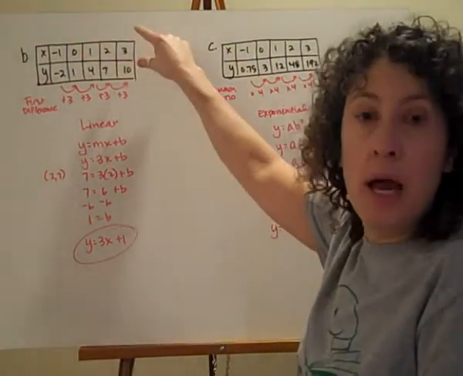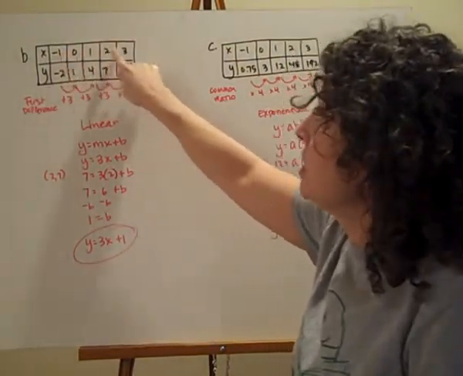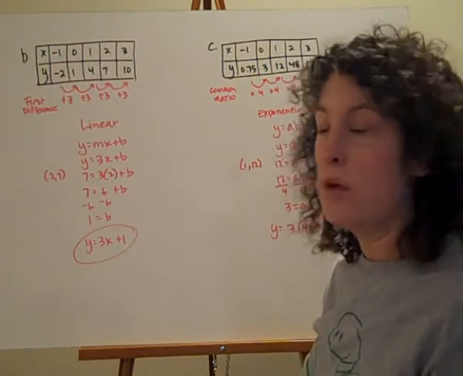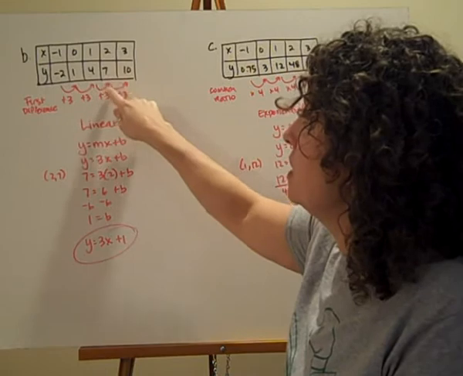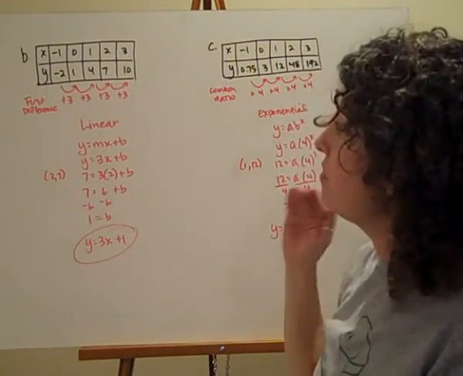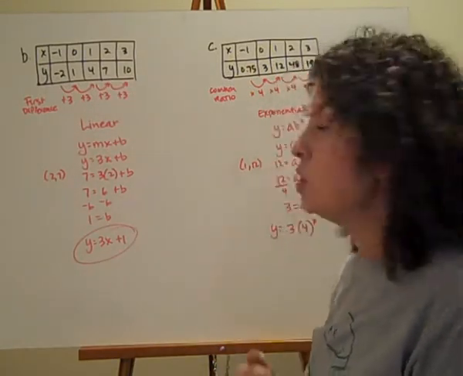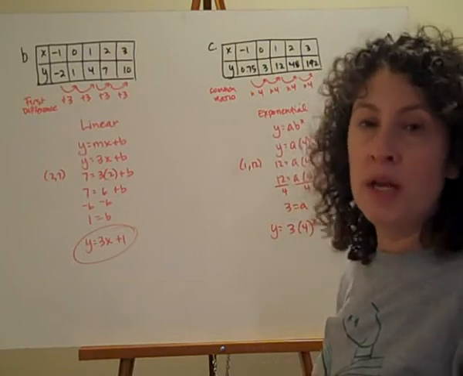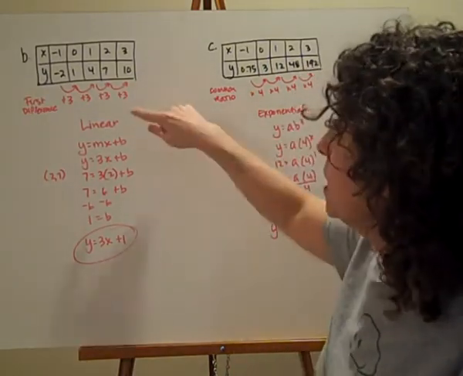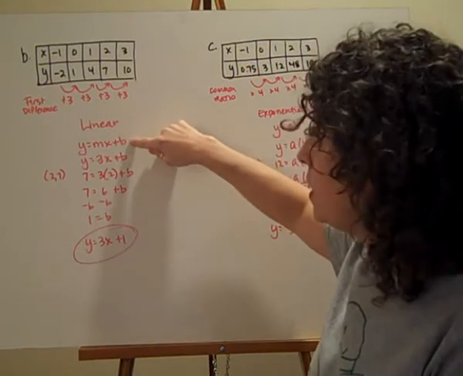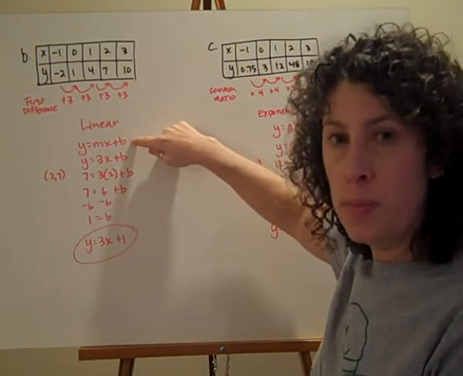Again, I have this table. I'm looking to see that my x values all increase by 1. Perfect. So let's look for a difference here. And I notice that I add 3 each time. So I have a common first difference, which means that this is linear. I'm doing repeated addition, I'm multiplying. So I'm taking x and multiplying it by something. So this is linear. So I know my equation is going to look like y equals mx plus b.